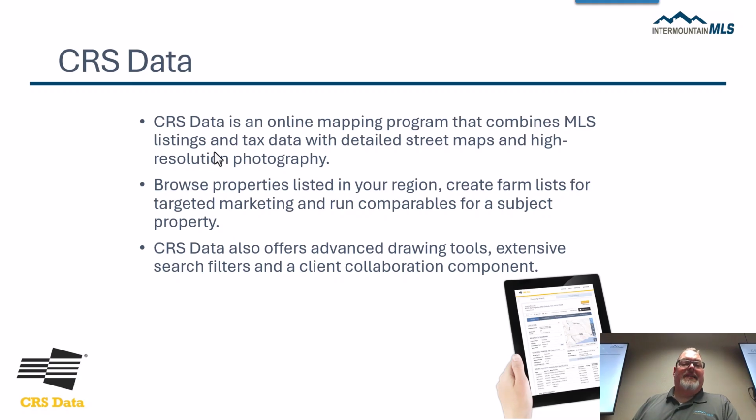CRS data is the tax information. It's where you can search for public record information. It's linked to listings. You're not limited to listed properties. You have tax information in all of the state of Idaho, Malheur County in Oregon, and 3 counties in Washington.